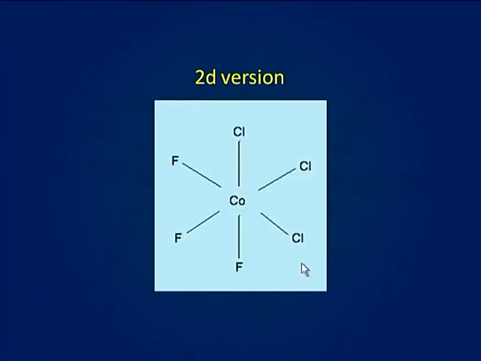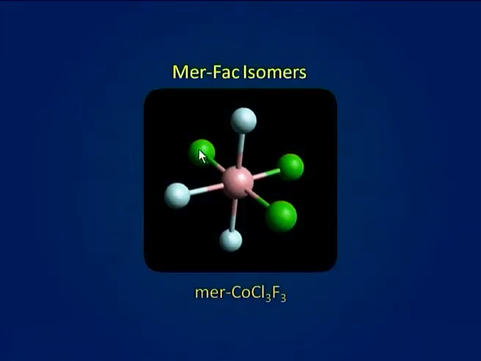You can also see this isomer in two-dimensional version. It is easier to see how the ligands are all on the same side. In the three-dimensional version, one can observe that the bond angle between the three same ligands is 90 degrees, thus making the isomer a FAC isomer. Here you can see that three similar ligands are on the meridian of the octahedron, hence this is known as the meridional isomer, and it will be named as mer-CoCl3F3.